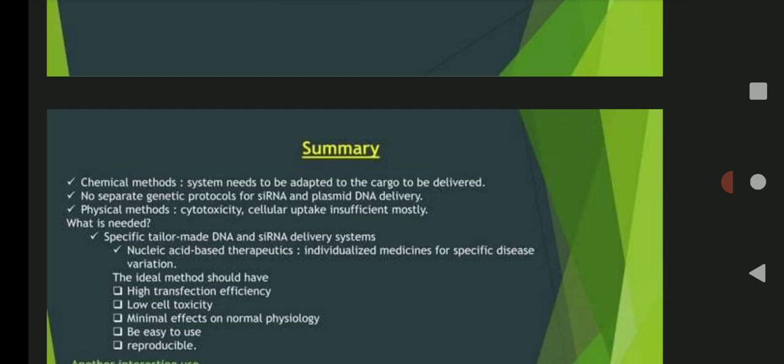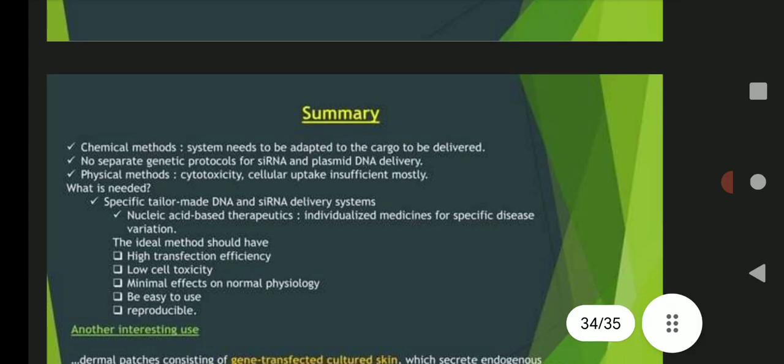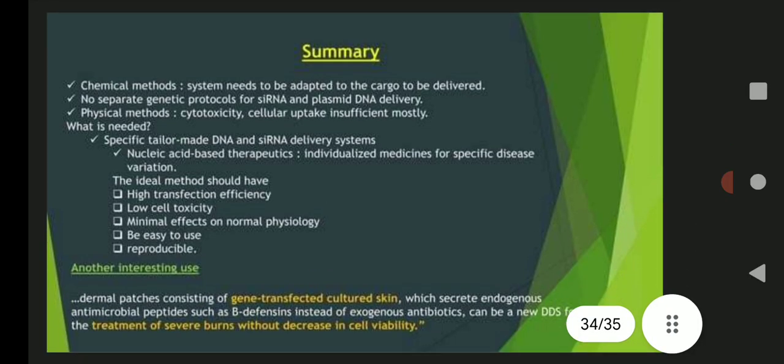So far we discussed various methods of incorporation, DNA transfer or transfection, for the successful delivery of DNA into the tissue culture as well as into the cells.